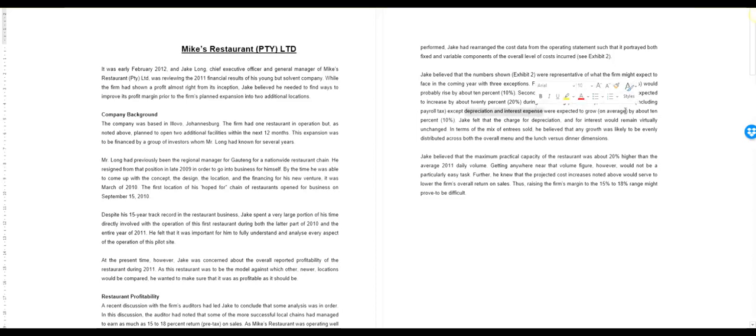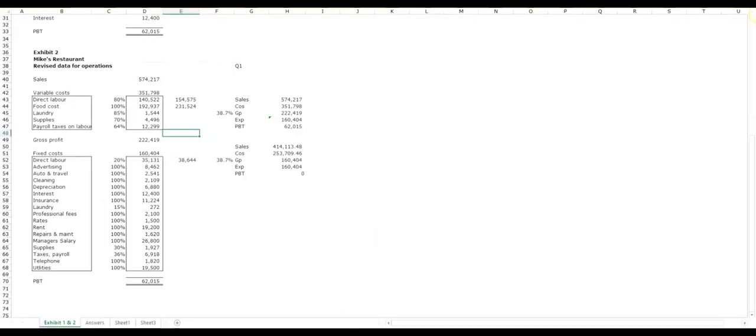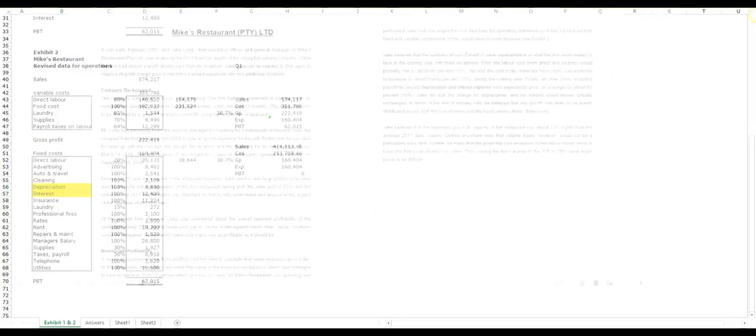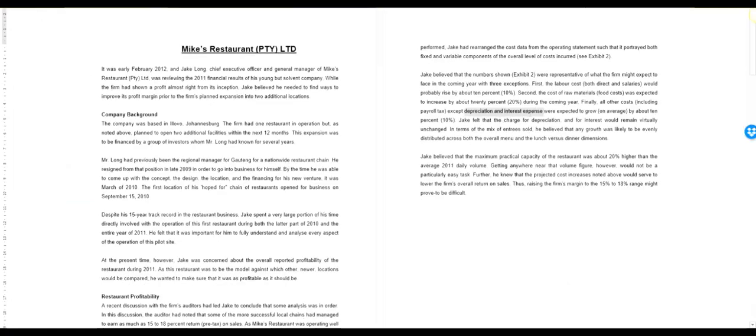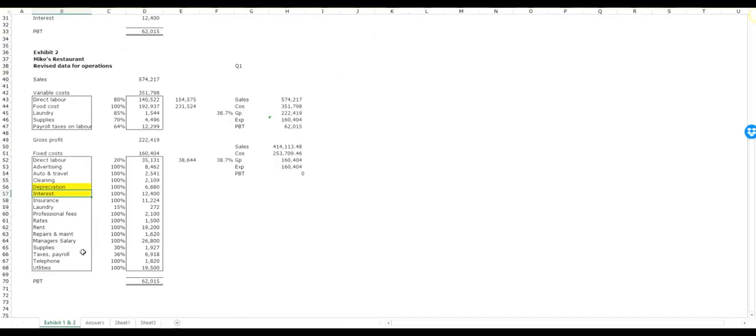expenses, were expected to grow on average by 10%. All right. All other costs except depreciation, let's just mark that in yellow, and interest expenses. Is that correct? I need to remind myself here. Depreciation and interest expenses. There we go. Everything else is going to go up by 10%. Great, well that's easy enough.